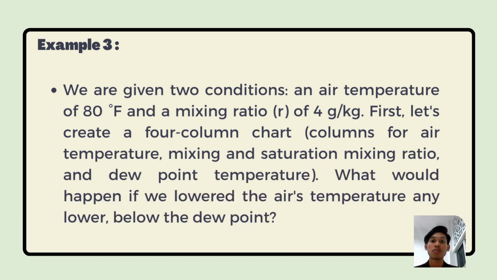Okay, last but not least is example number 3. The question is, we are given two conditions: an air temperature of 80 Fahrenheit and a mixing ratio of 4 gram per kilogram. First, let's create a 4-column chart: columns for the air temperature, mixing ratio, saturation mixing ratio, and dew point temperature. What would happen if we lower the air temperature below the dew point?